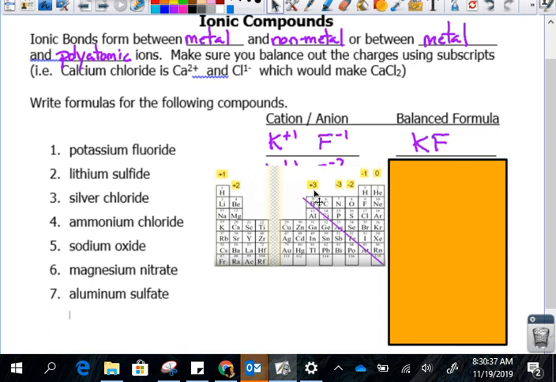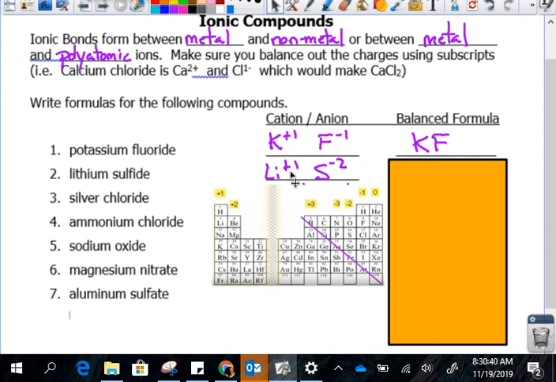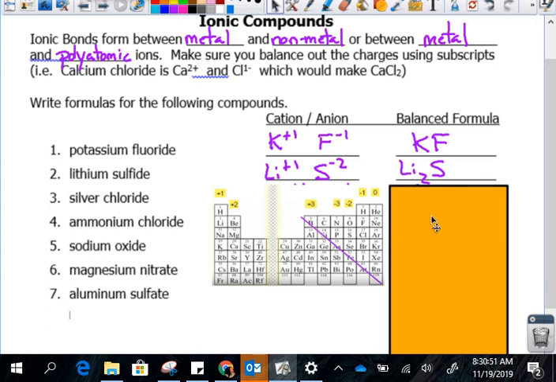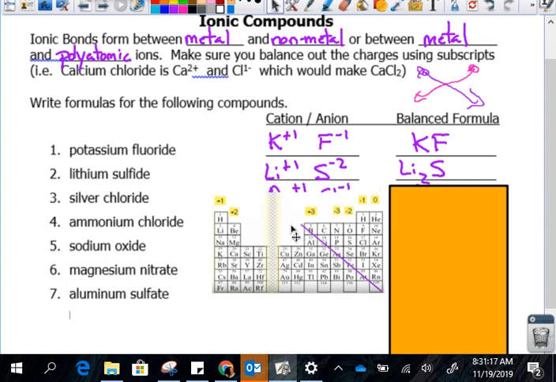Whereas in number 2, since lithium can only lose 1 electron, that's not going to be enough to satisfy sulfur. But if there was another lithium, 2 lithiums could satisfy the sulfur. So it takes 2 lithiums to satisfy the sulfur. And it's not uncommon that whatever the charge is for one element goes and switches to the subscript for the other element, and then the charge for the anion becomes the subscript for the cation. Very common to just switch them.